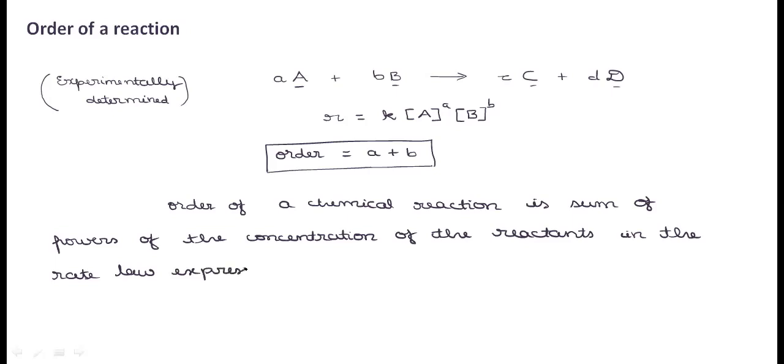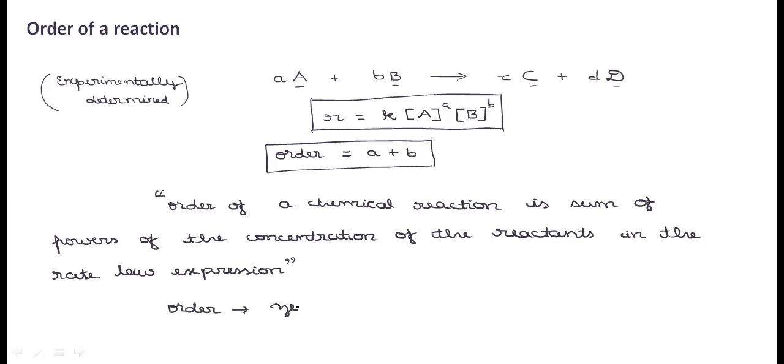So the rate law expression refers to the experimentally determined rate equation. So in such an experimentally determined rate equation, the sum of the powers of the molar concentrations of reactants will be considered as the order of a chemical reaction. Such an order of a chemical reaction may be 0, may be a fraction or an integer.